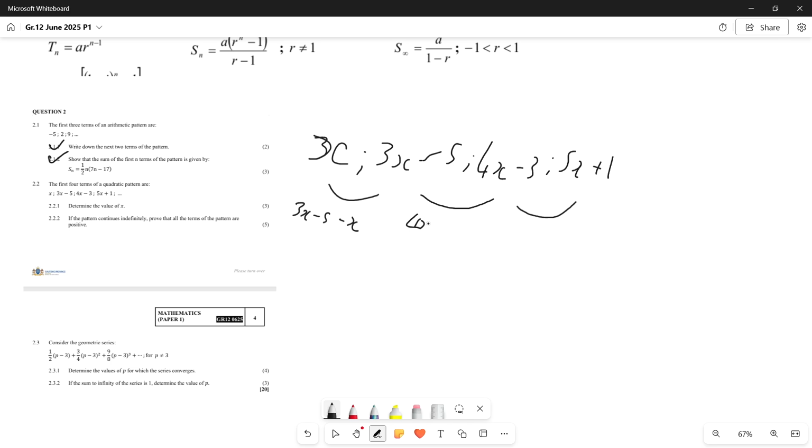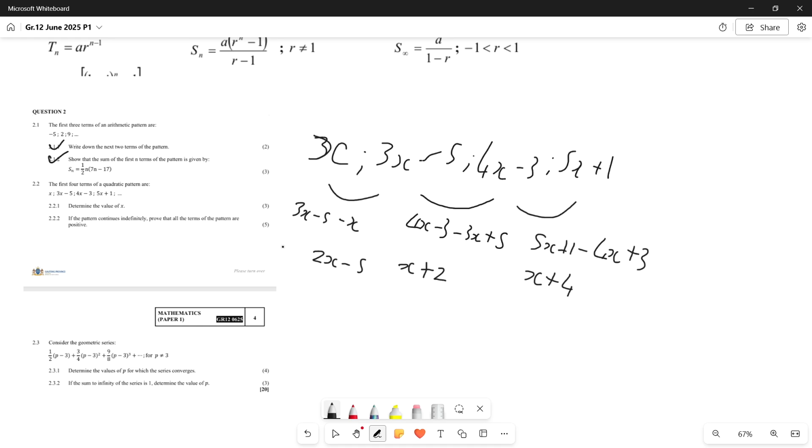So 4x minus 3 minus (3x minus 5), I've just distributed the minus in one go. And then this last one over here is 5x plus 1 minus (4x minus 3), which is going to be positive 3 plus x. I am going to simplify this a bit before I do the second difference. So 3x minus 5 minus x: 3x minus x is 2x minus 5. 4x minus 3x is x, minus 3 plus 5 is plus 2. 5x minus 4x is x, and then plus 1 plus 3 is plus 4.